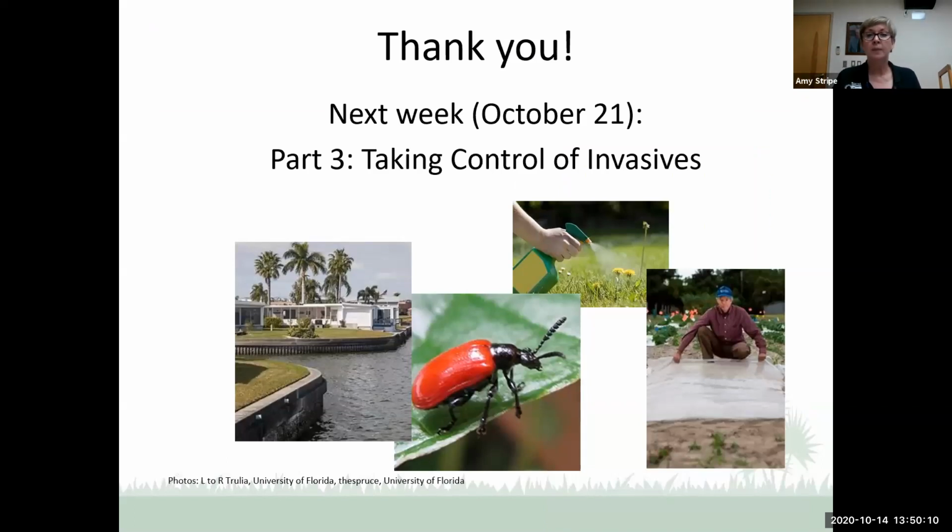Next week, we're going to talk about taking control of invasives, and we're going to discuss biological controls, mechanical controls, including herbicides. And then we're going to talk a little bit about places where you might go to get some financial assistance if you're in a community or HOA, and things that impact homeowners associations when it comes to invasives and who's responsible for removal, et cetera.